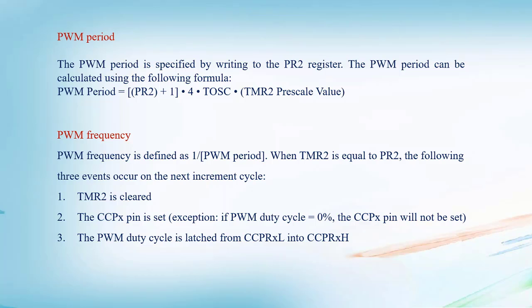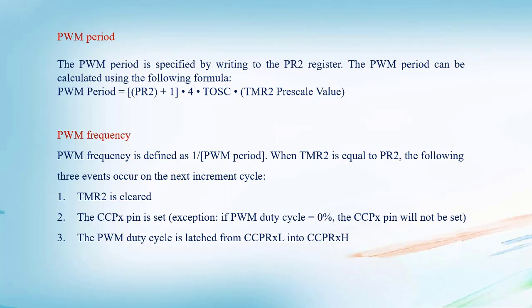The PWM period can be calculated using the following formula. PWM period equals [(PR2) + 1] multiplied by 4 multiplied by TOSC, the oscillator time, multiplied by TMR2 prescale value. Then PWM frequency is defined as 1 upon PWM period.